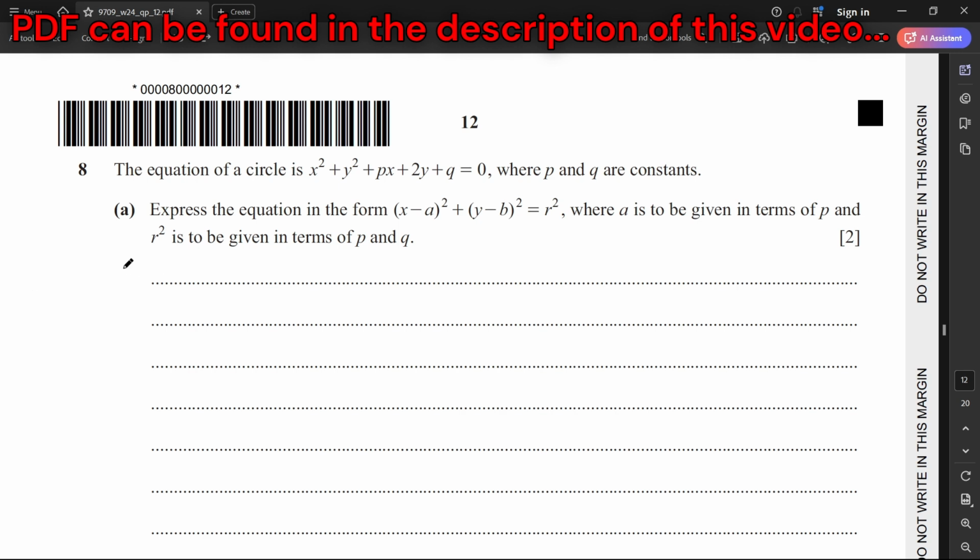So the first thing that we are going to do over here is collect the like terms of this equation together. So the x terms I'll be taking together inside a bracket. It's going to become (x² + px).